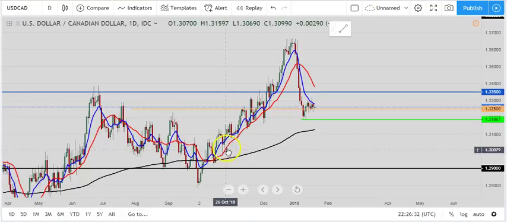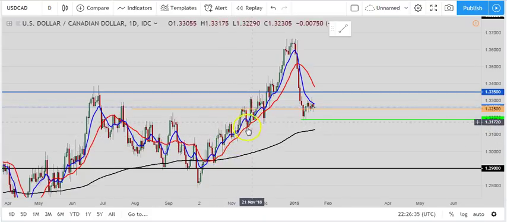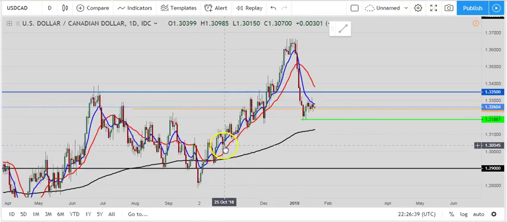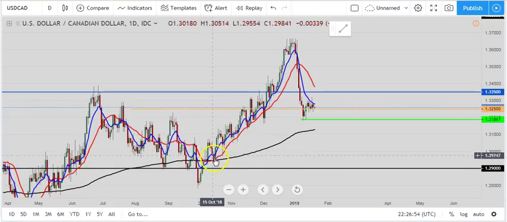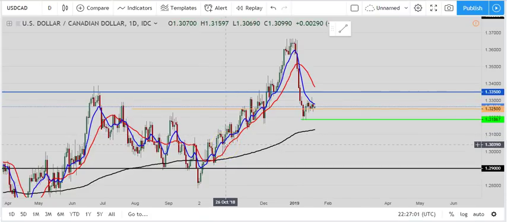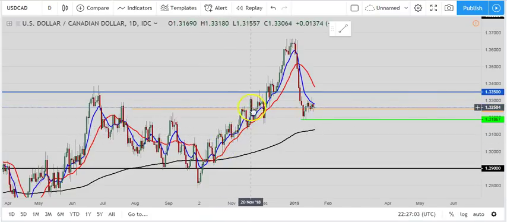Look how it respected our moving average right here. Look how price kept on coming back to this moving average. The setting of this moving average has been sent to a private member. They all know how to set this moving average and use it in accordance with our analysis and our strategy. So look how price comes back to this moving average, retests it and continues to the upside, comes back, retests, continues to the upside.